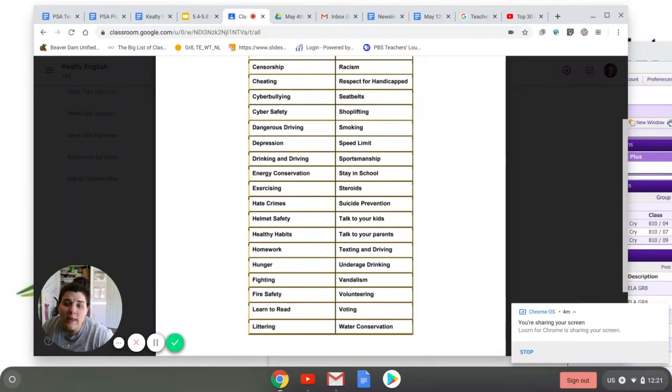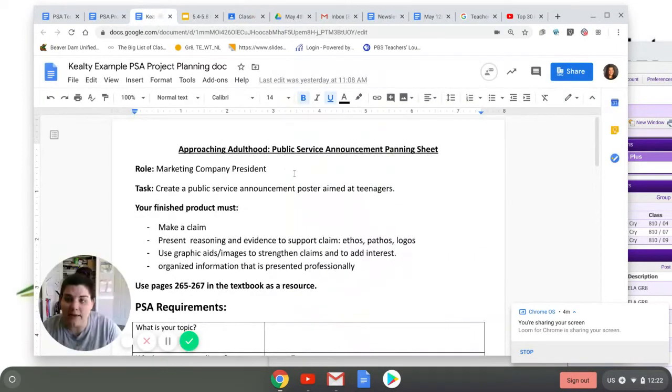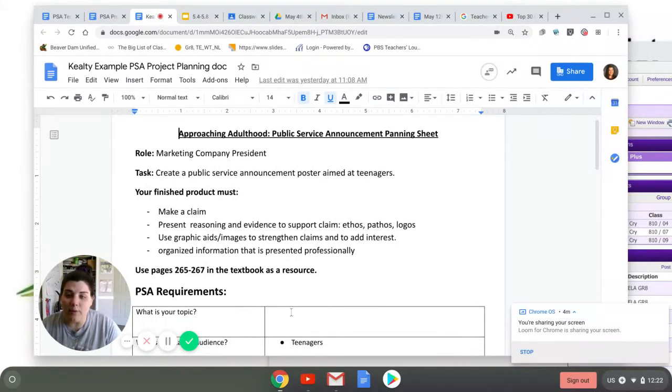Let's say the one that I am going to do, let's see. I wish I could ask you guys which one you'd want to do together, but I wouldn't be able to hear you because I'm recording this in advance. Let's do homework. The topic I'm going to choose is homework. So I'm going to click on this PSA planning document. And the topic I want to choose, because I'm a teacher, is homework.